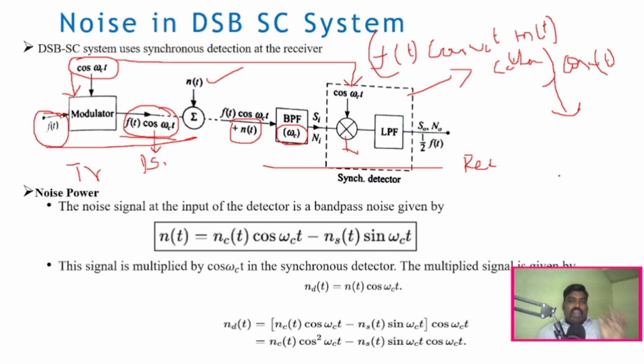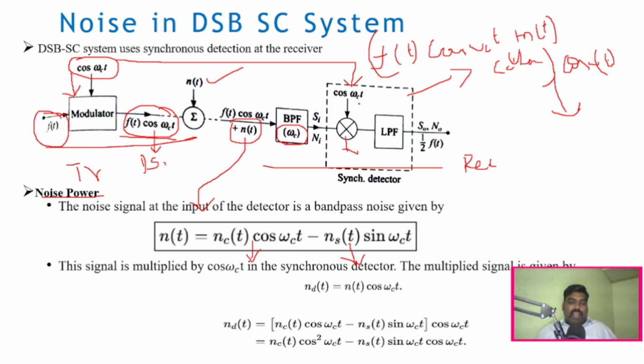To calculate the noise power, as you can see here, this DSB-SC signal comes along with the noise. Now we are going to calculate only the noise. So I am representing this noise signal n of t as nc of t cos omega ct minus ns of t sin omega ct, which means this is the in phase component and this is the quadrature component. This noise signal will have two components, one in phase and another quadrature. We are calculating only the noise power, so I am taking only the noise here.